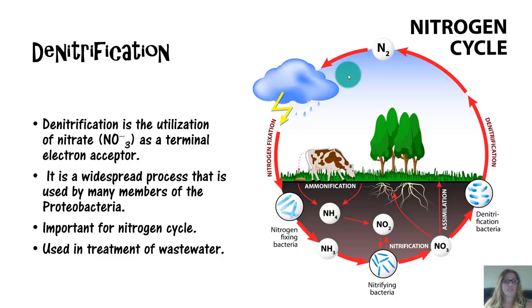So denitrification is the utilization of nitrate, NO3-, as a terminal electron acceptor. So this is when it is going through the anaerobic cellular respiration process and using nitrate as the terminal electron acceptor. It is a widespread process that is used by many members of our proteobacteria. Okay, so our phylum, the proteobacteria, use this. This is important for nitrogen cycling, and it's also used for wastewater treatment.